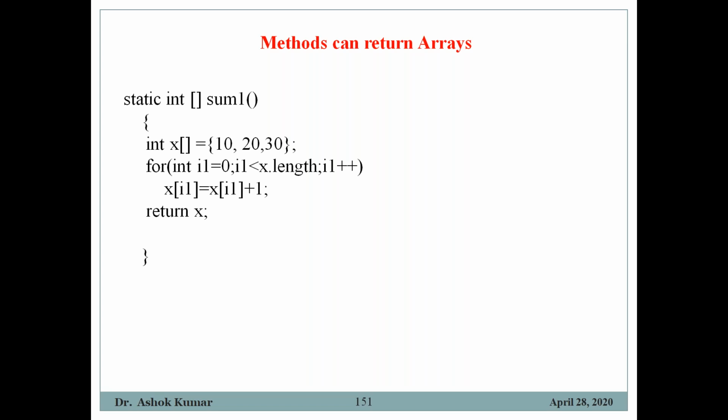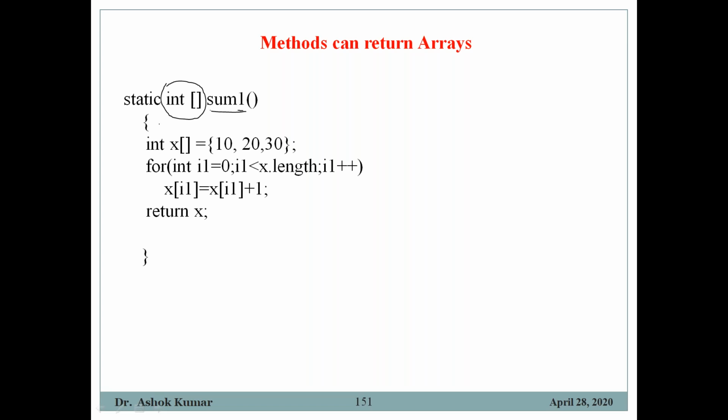Then comes the method that can return an array. Here the first important point is the syntax. This is the method name sum, and this method is returning an array of integers. Integer is the data type, and the square bracket represents that it is an array.